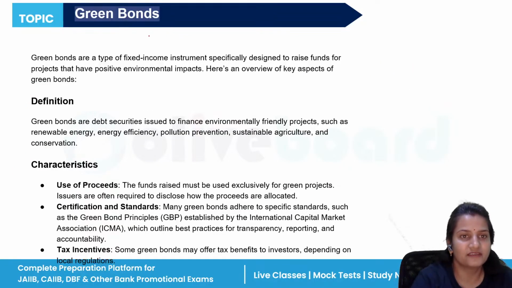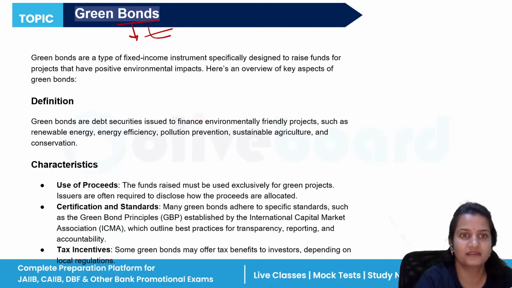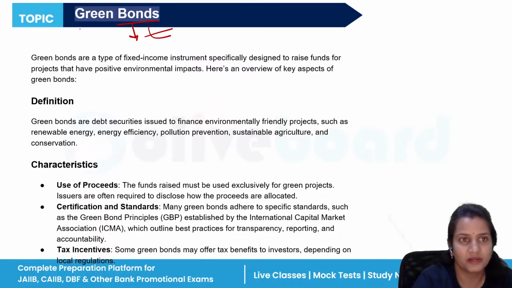Now, next is what? Green bonds. So, what are green bonds? Again, if we know what bonds are, bonds are fixed income instruments. If a company issues a bond, in return they have to give what? Interest to the bondholder. Similarly, green bonds are the same. Green bonds are a type of fixed income instrument.